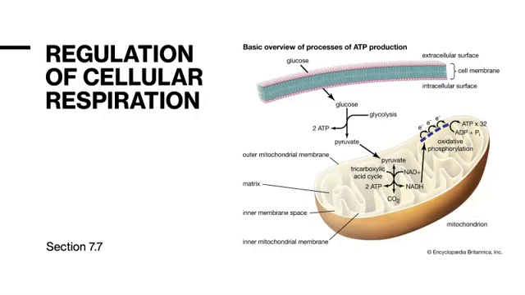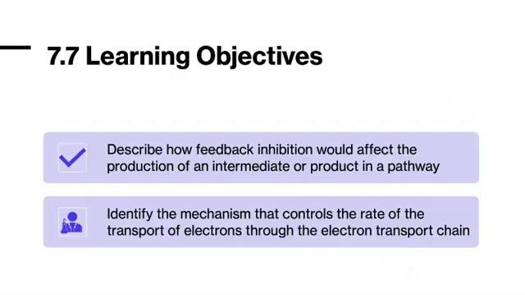Hello and welcome to our last lecture on Chapter 7, Section 7.7, where we're going to talk about regulation of cellular respiration. When we go through cellular respiration, we don't want to just keep pumping out ATP, but instead we need balanced amounts of energy in the form of ATP, and we need to use the resources we have appropriately. So let's go through our learning objectives.